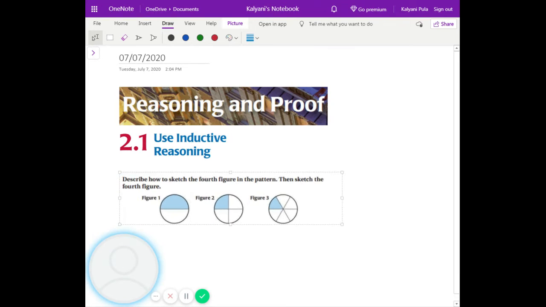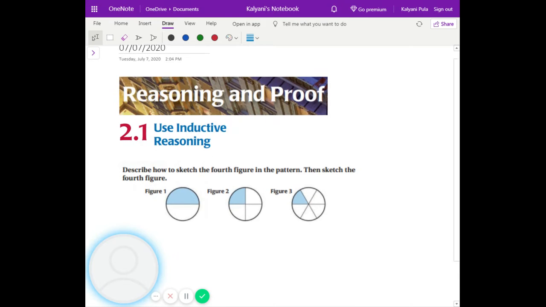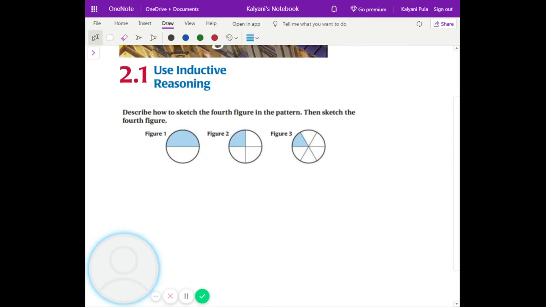All right, go ahead and read the question for me. Describe how to sketch the fourth figure in the pattern. Then sketch the fourth figure. Okay, so what do you think? You have to double up each one. Actually, no, you have to add 2 to it. Okay, and then figure 4 is going to be 8.